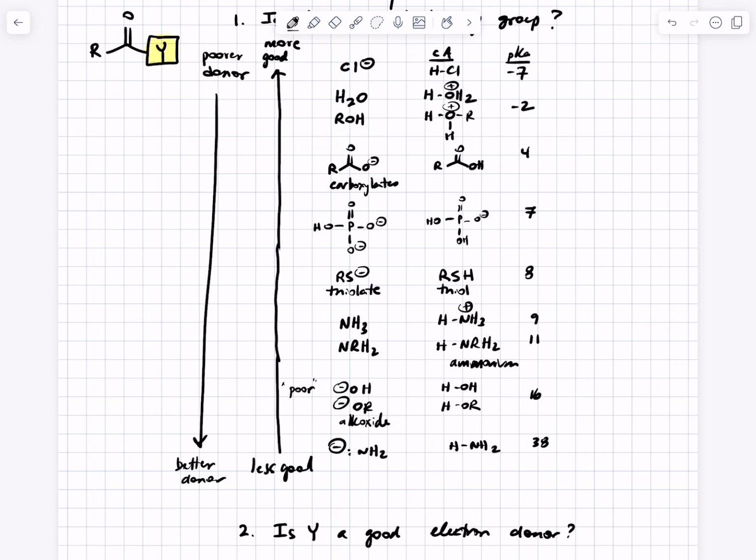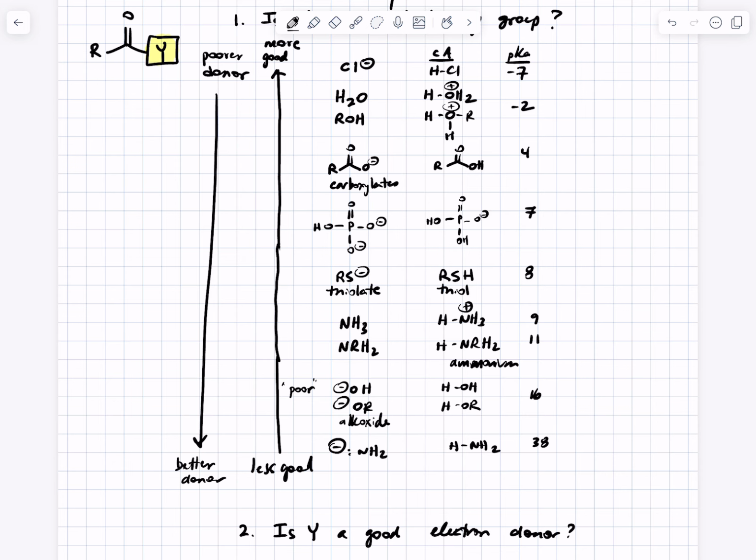good leaving groups. Recall, good leaving groups are good because they are stable with negative charges. They are conjugate bases of strong acids, whereas poor leaving groups are conjugate bases of weaker acids. But the flip side generally goes that the best leaving group is the worst electron donor. What makes a good electron donor? Something with high energy electrons, electrons that are not very stable, electrons that are willing to share.